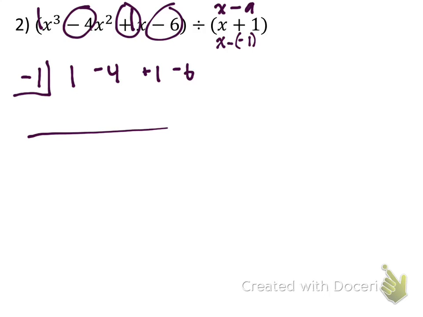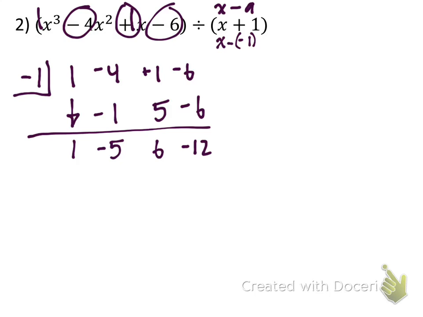So draw your line, leaving a little space to write. Bring down your 1 first. 1 times negative 1 is negative 1. Add: negative 4 plus negative 1 is negative 5. Multiply negative 5 times negative 1 is positive 5. Add: 1 plus 5 is 6. 6 times negative 1 is negative 6. Add, you get negative 12. Okay, so it looks like we have a remainder here again.